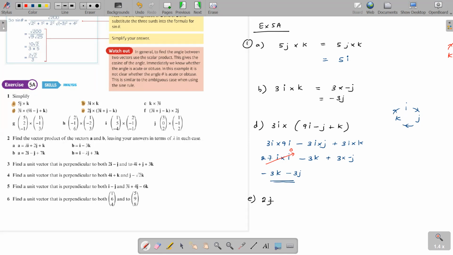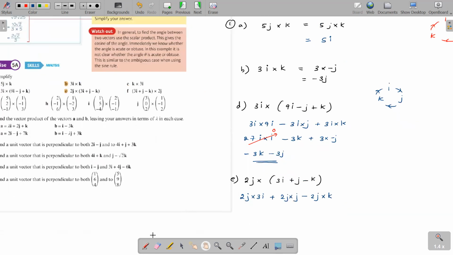Part E, 2j cross 3i plus j minus k. So open the bracket here. What do we get? 2j cross 3i plus 2j cross j minus 2j cross k. This is okay. So using the rule again, 2 times 3 is 6 and I get j cross i, j cross j minus 2j cross k. So what happens here? j cross i, then going to the opposite of this arrow from j to i. So that means it's minus k. So 6 into minus k.